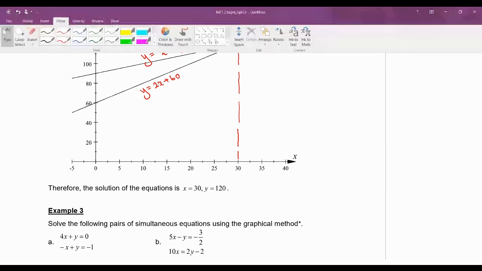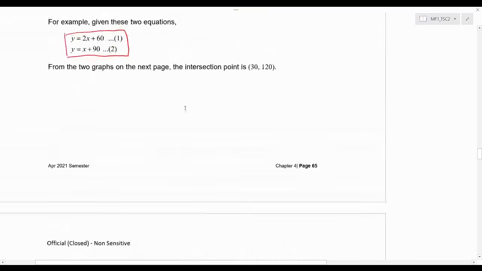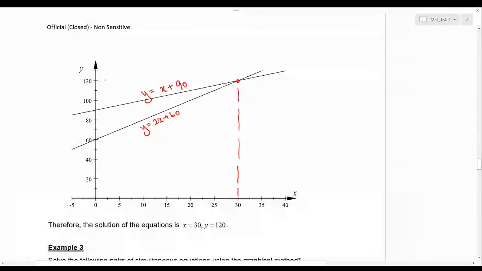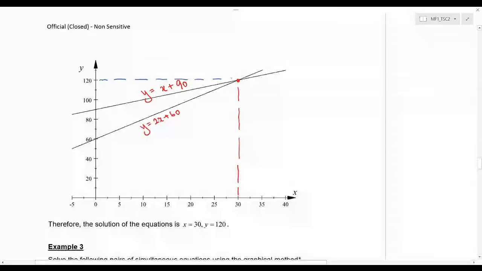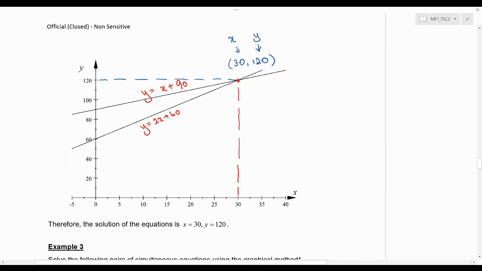Now, technically speaking, you can also read horizontally to get the answer for y. It's supposed to be 120, so horizontally it should also give you the same intersection. So in essence, this coordinate is 30 and 120. This is the x-coordinate answer, and this is the y-coordinate answer. If you're accurate enough, you can read it directly like that. So the answer is x equals 30 and y equals 120.